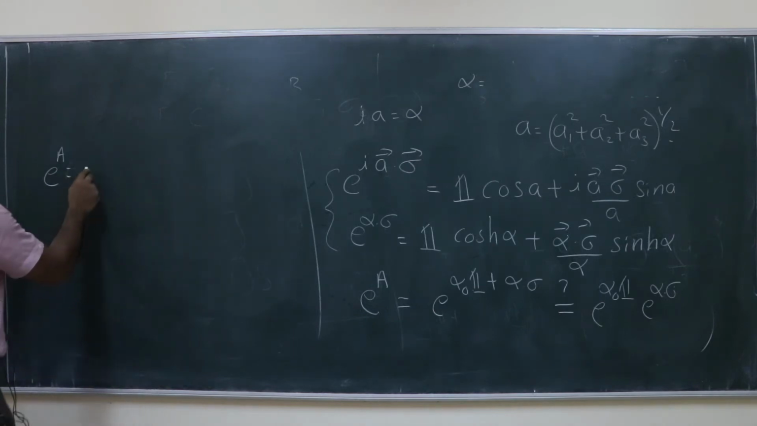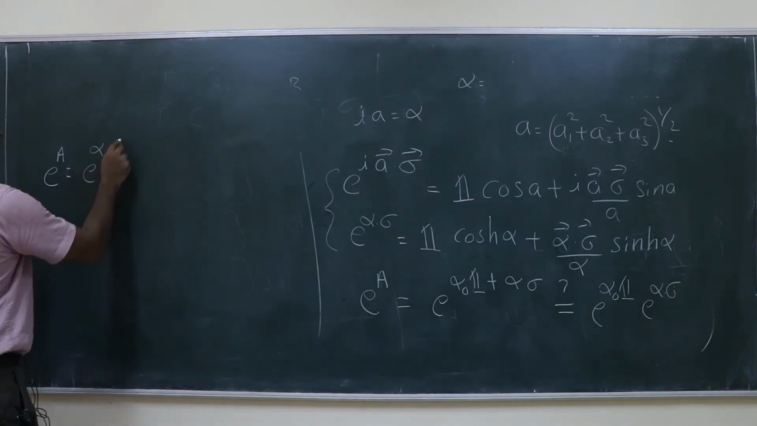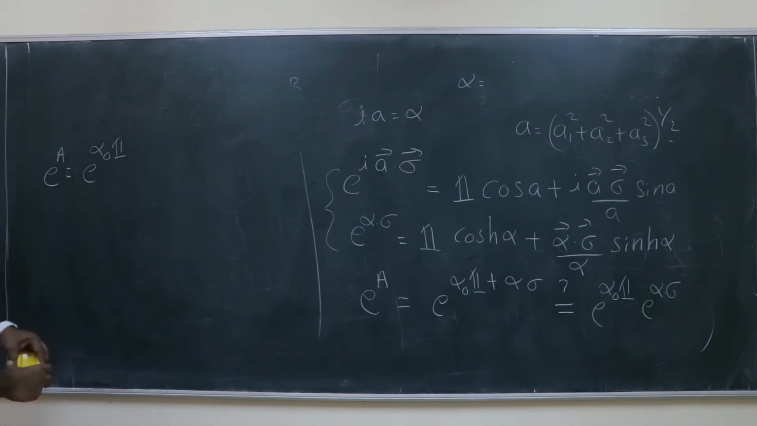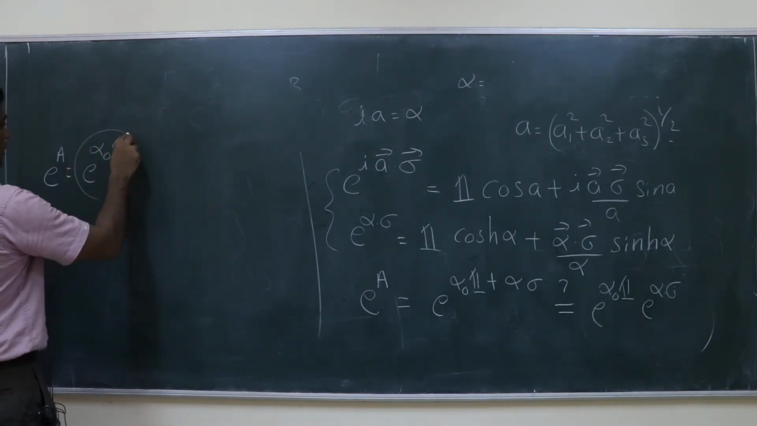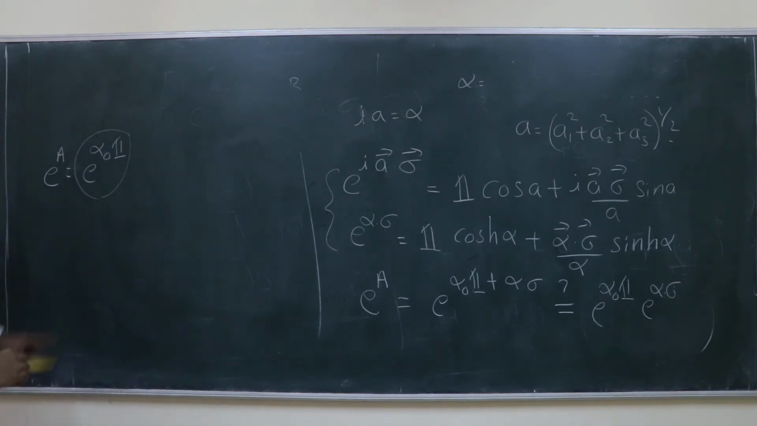I have to do e power alpha 0 I. So is it an identity matrix, this quantity? Is this quantity an identity matrix?